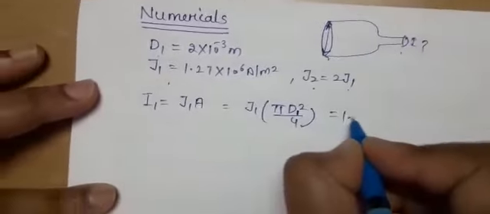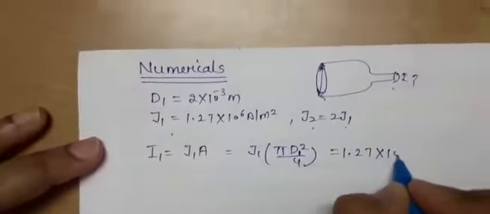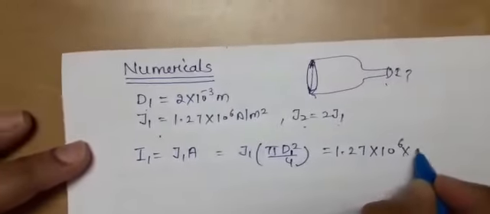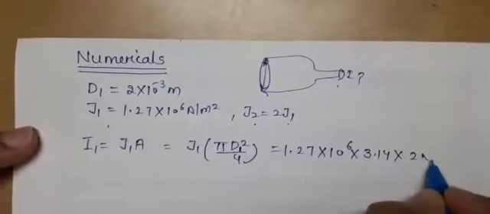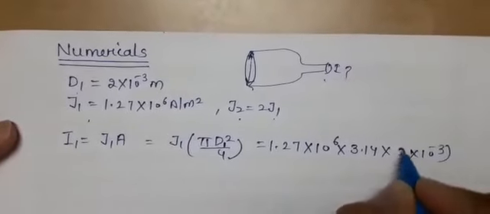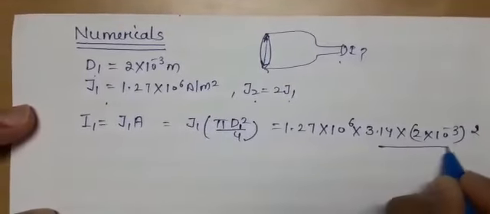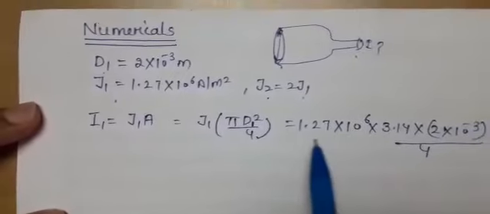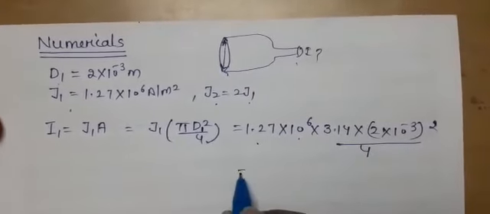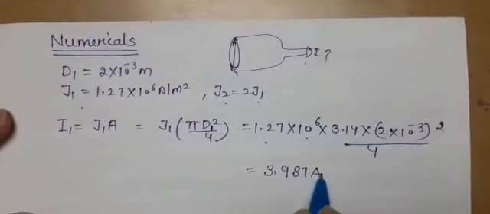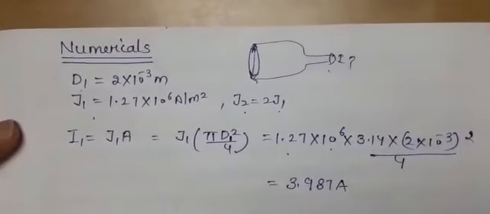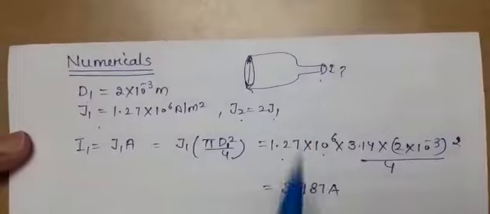Now substitute the values: 1.27 into 10 raised to the power 6, into 3.14 as the value of pi, into the diameter 2 into 10 raised to the power minus 3, its square as per the formula, divided by 4. On solving all these values, the result comes out to be 3.987 ampere. This much current will flow through this conductor.